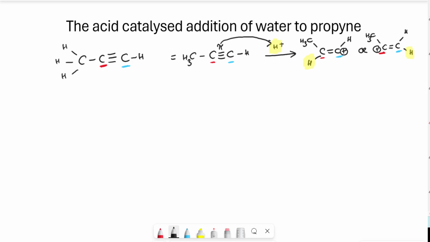So Markovnikov's rule said add the hydrogen to the carbon that already had the most hydrogen, so based on that it's the blue, isn't it? We should be adding it to the blue one here. And if I add the hydrogen to this blue carbon, then my red carbon becomes my carbocation. And let's just see how many carbons are surrounding it. So we have 1 neighbouring carbon and 2. So that makes that a secondary carbocation.